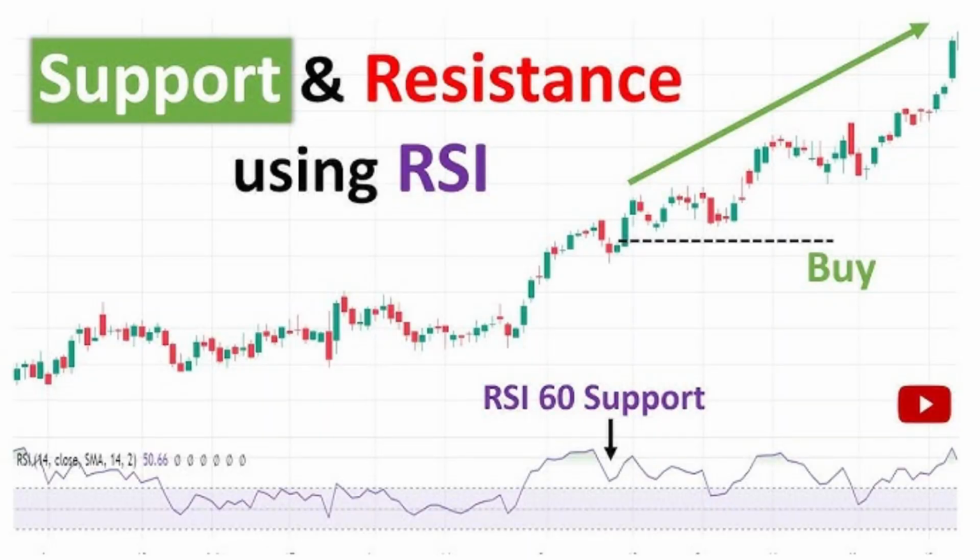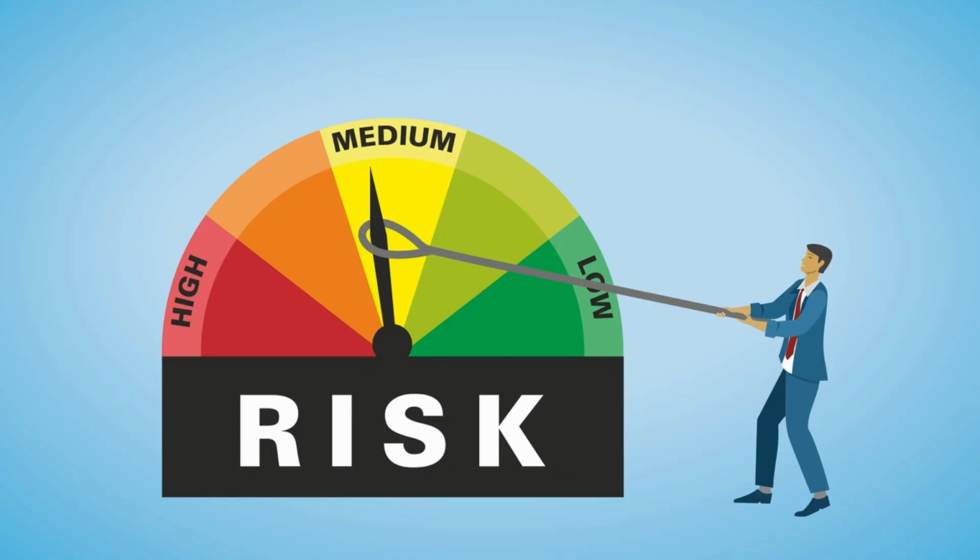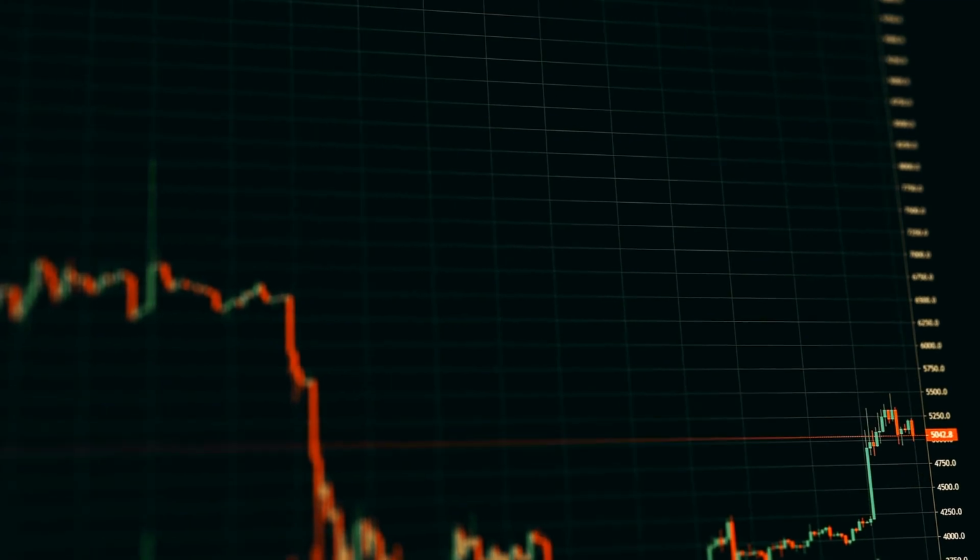Final tips: combine RSI with support and resistance. Use stop loss. Always risk only 1 to 2% per trade. Practice on demo account first.